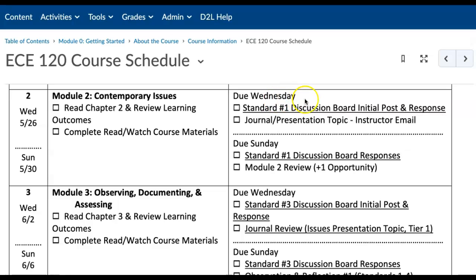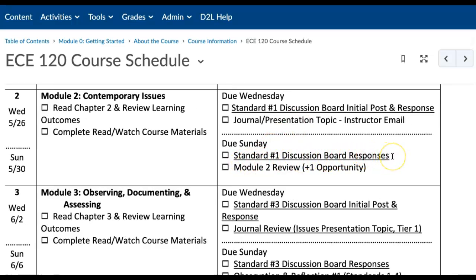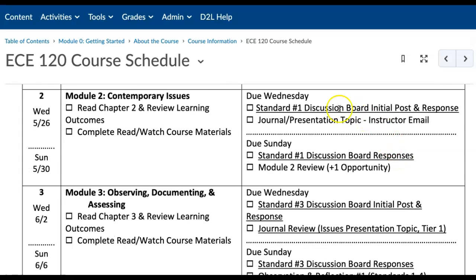Coming over to week 2 by Wednesday, you have your first standard 1 discussion board. When you post on Wednesdays, you will post your initial post and 1 response to a classmate. And then by Sunday, you need to post at least 1 more response to a classmate. So these do have 2 due dates. Know that on the D2L schedule, the due date will be Sunday the 30th. And that's why this PDF document is so important, because it indicates that you have a Wednesday and Sunday expectation.